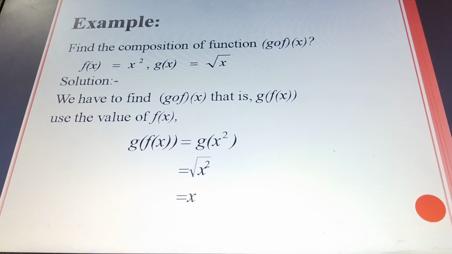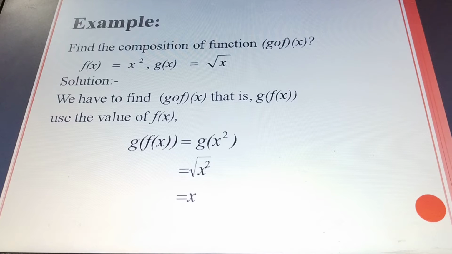Find the composition of a function g composite f of x. Here f of x is equal to x square is one function and g of x is equal to square root of x is another function. F of x and g of x are two functions we have been given, and we have to find g composite f of x, that is nothing but g of f of x.